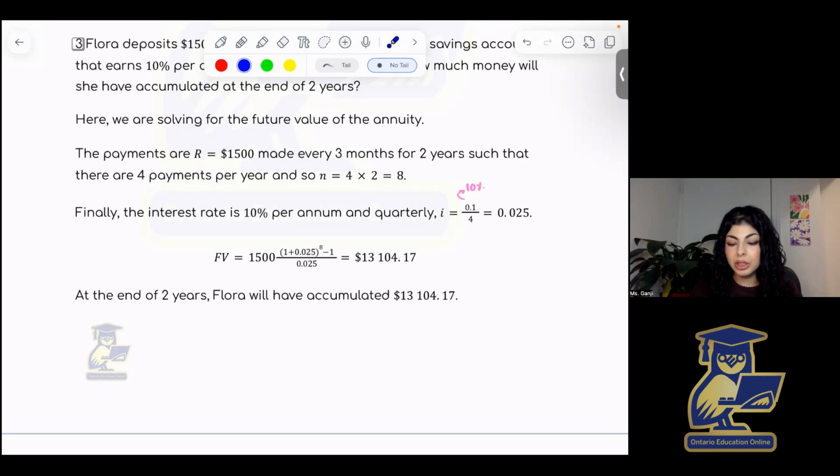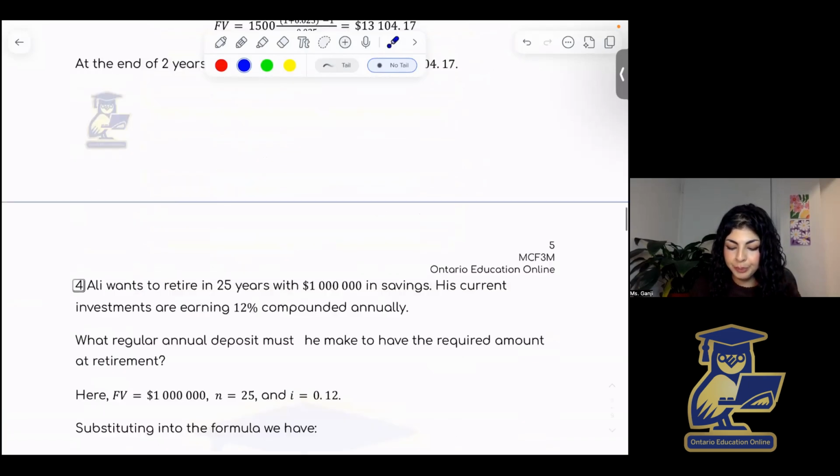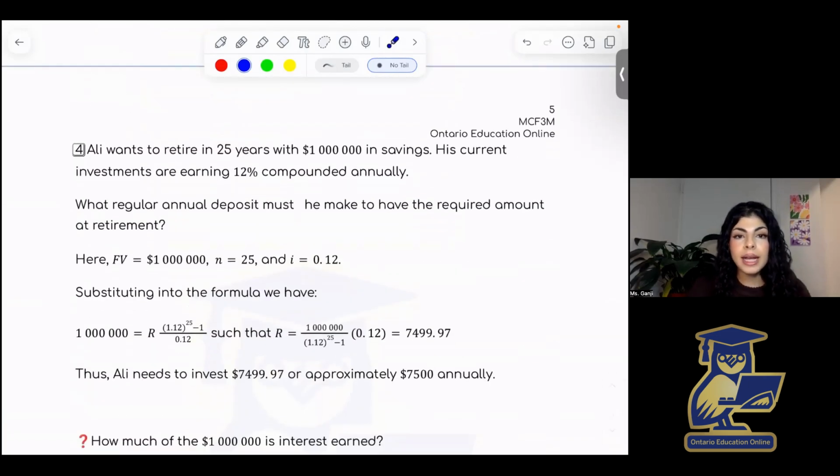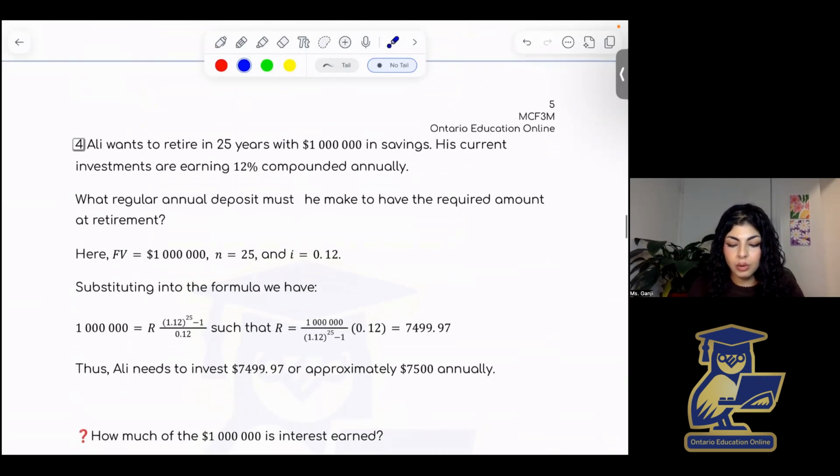deposited. So you would just have to find 8 times 1,500. So $12,000, so $1,104.17 were earned in interest. Now, our next question, this is again also a future value here.